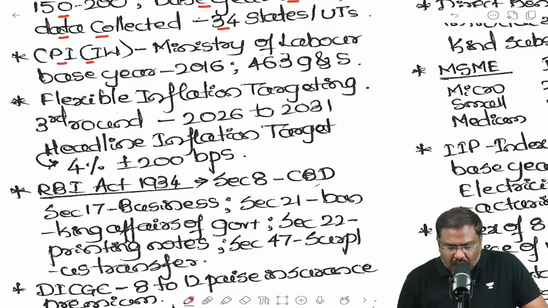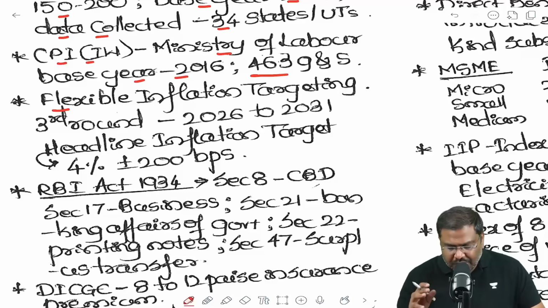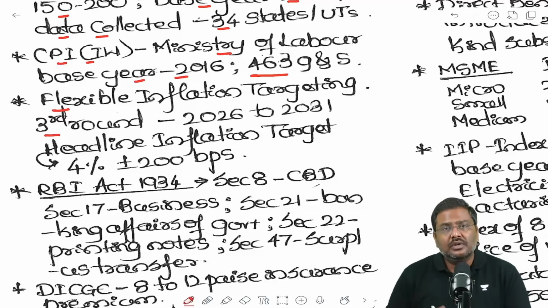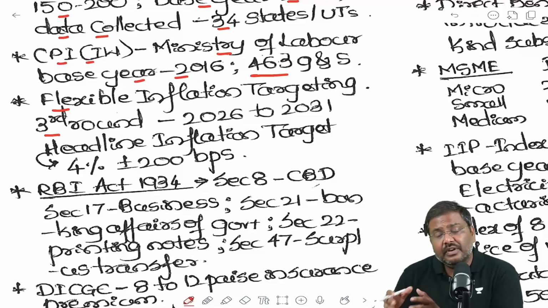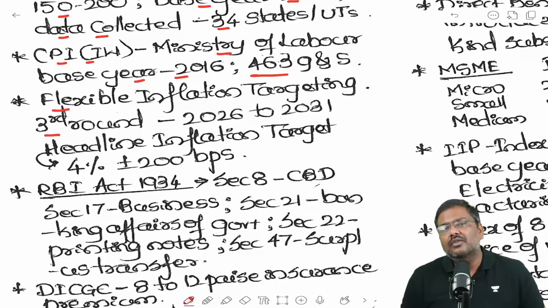CPI-IW. It is published by the Ministry of Labor. The base year is 2016. The basket has 463 goods and services. Flexible inflation targeting. It was introduced with the MPFA, Monetary Policy Framework Agreement, being signed between the government as well as the Reserve Bank of India.